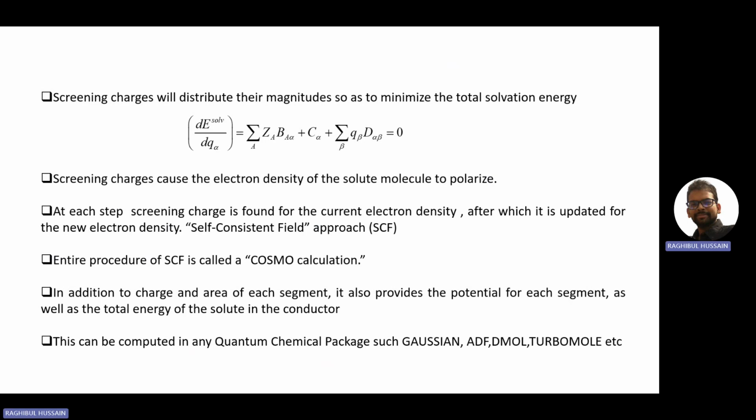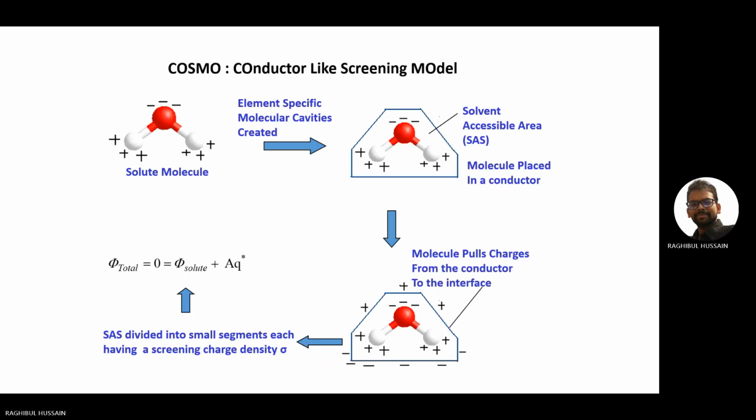So in the Cosmo calculation, you are finding the scaling charge. In addition to the charge and area of each segment, it also provides the potential for each segment, as well as the total energy. So for each segment it provides its charge, its area and its potential. This can be computed in any such package, Gaussian, ADF.